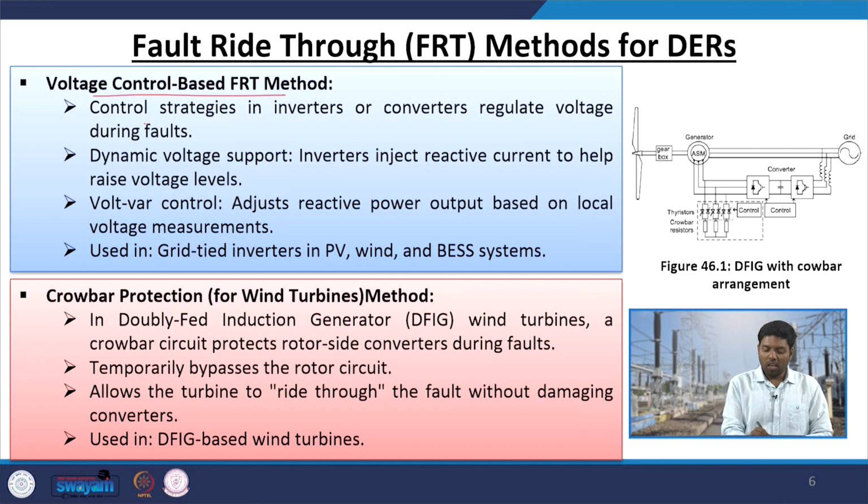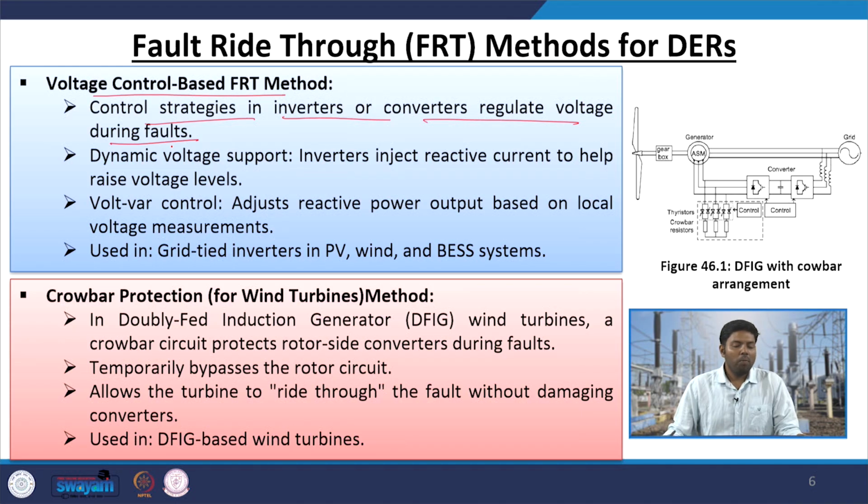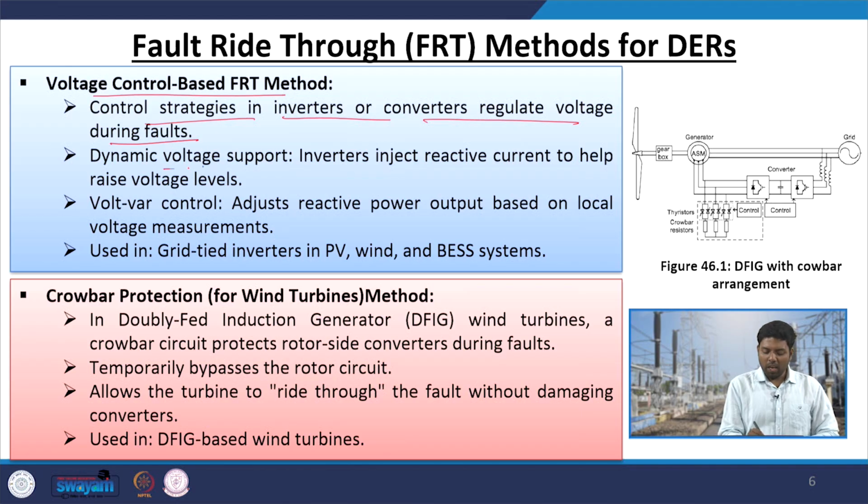What does it say? Control strategies in inverters or converters regulate voltage during fault. That means you regulate the switching of the inverters so that the voltage stays constant at the output of the inverters. That means the grid following inverter can now be made a grid forming inverter, and then it will give you a supply. Dynamic voltage support: inverters inject reactive current to help raise the voltage levels, as we just discussed. Then you can do volt var control: whenever your voltage has been reduced, you can inject more and more reactive power output based on the local voltage measurements.